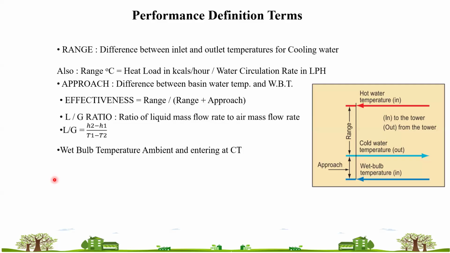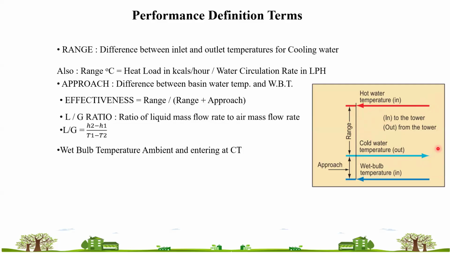So what is the performance definition, or how is the performance calculated in the cooling tower? If you see this example, or the baseline, your hot water is coming inside the cooling tower, and your cold water is going outside the cooling tower. The difference between hot water and cold water is called the range of the cooling tower. Range is always in degrees Celsius, wherever the inlet temperature might be 34 degrees Celsius and outlet temperature 29 degrees Celsius. So your range of the cooling tower is 5 degrees Celsius.